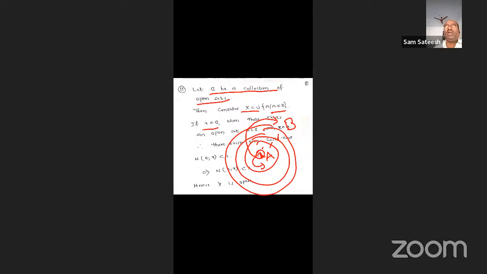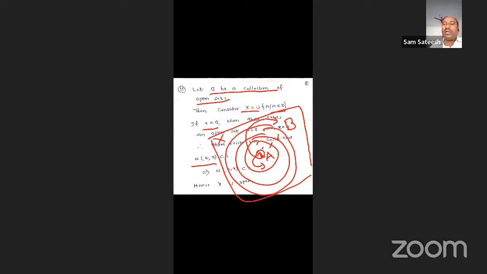Why? Because x has left neighborhoods and right neighborhoods. Therefore, we can take a real number epsilon greater than 0 such that the neighborhood, with notation N(epsilon, x), is a subset of A. The total collection is in X, so the neighborhood N(epsilon, x) is a subset of X. Actually, it is a subset of A.